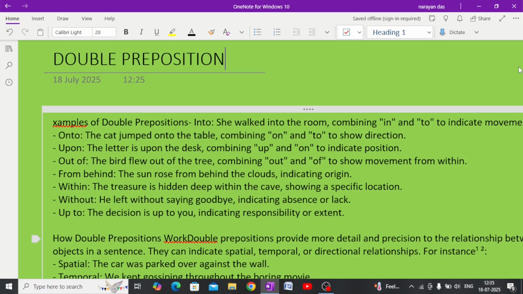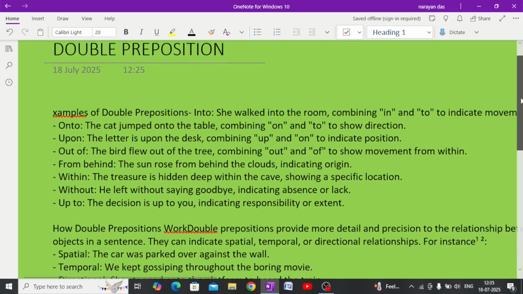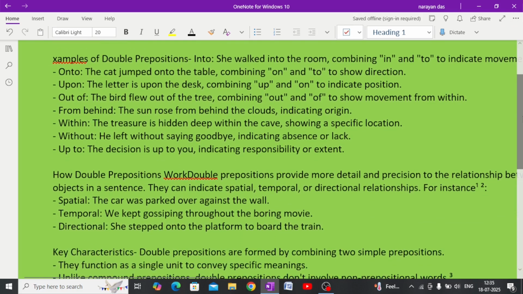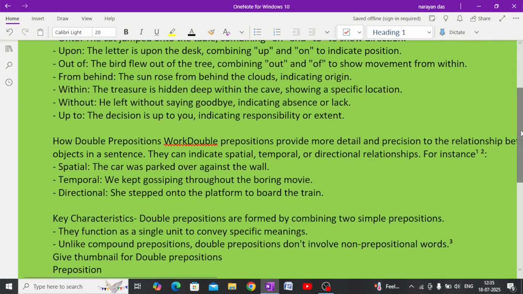Up to. The decision is up to you. Here, up to indicates responsibility or extent, that is, degree or extent. That is, he went up to the highest rate, highest bid. So students, these are a few double prepositions.